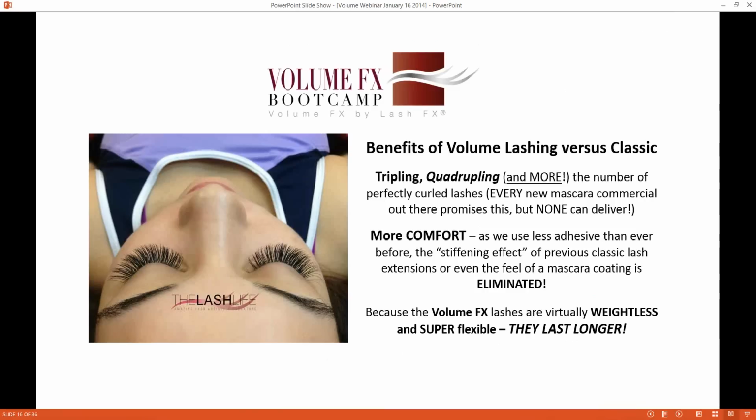Because Volume FX lashes are virtually weightless and super flexible, they actually last longer as well. So when you perfect your new mad skills as a volume lash artist, you're going to be delivering benefits that you were never able to, even if you were an expert in your field of eyelash extensions the day before.